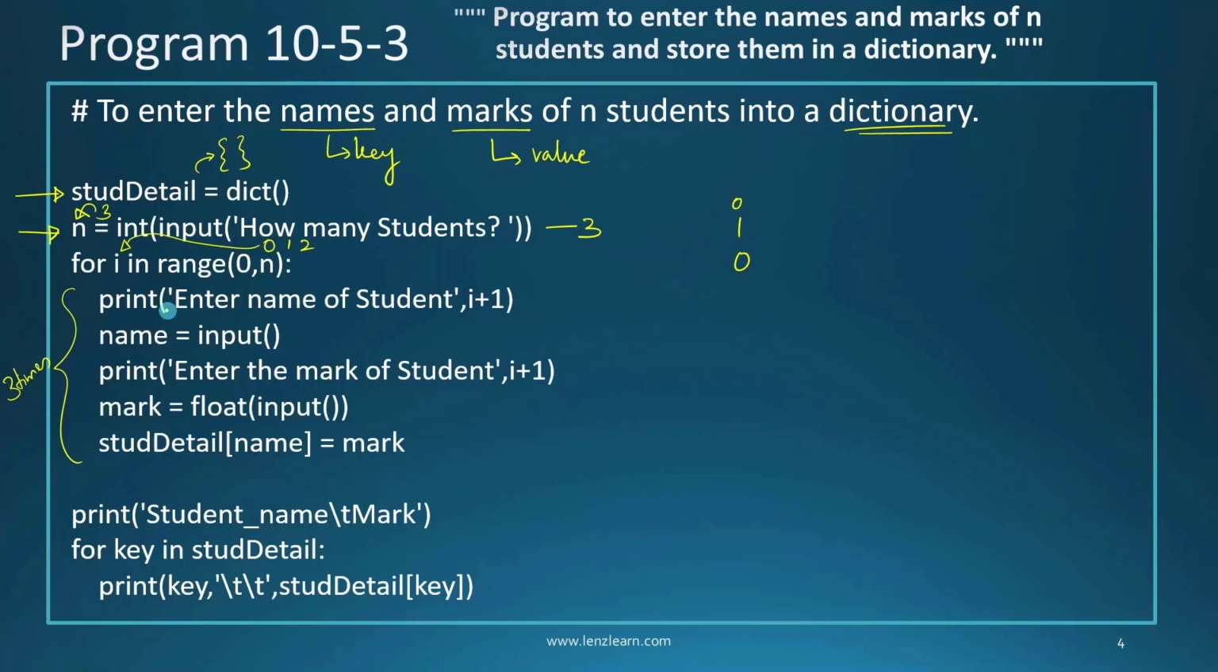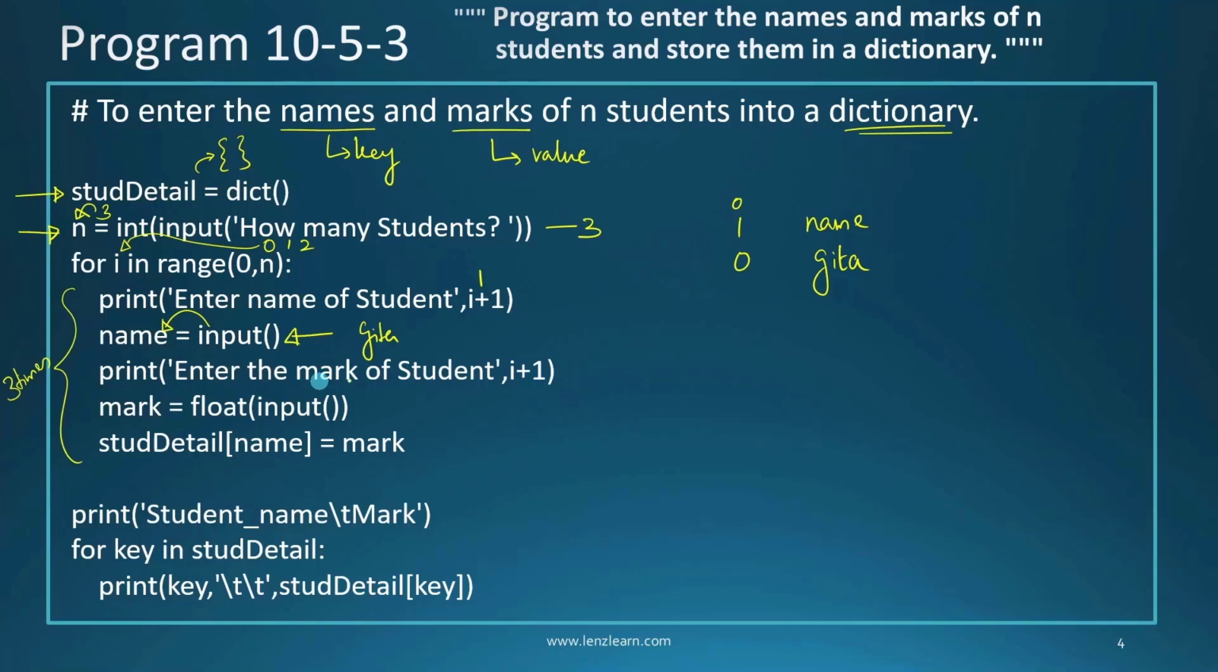And now I will print to the screen, enter the name of student I plus 1. So if the value of I is 0, I plus 1 is 1. So it will print, enter the name of student 1. So whatever you enter will be stored into variable name. So assume that you entered over here Geeta, so that will be stored into name. So name now has value Geeta inside it.